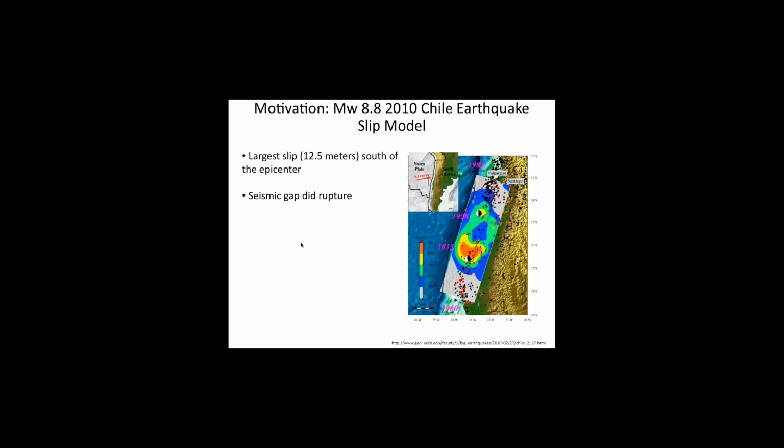If you instead look at this slip model put out by UC Santa Barbara, you see a much different picture. Here they have highest slip south of the epicenter, which peaks at about 12.5 meters. And from this slip model, you would say, yes, the seismic gap did rupture, and therefore perhaps we shouldn't expect another large earthquake in the near future.